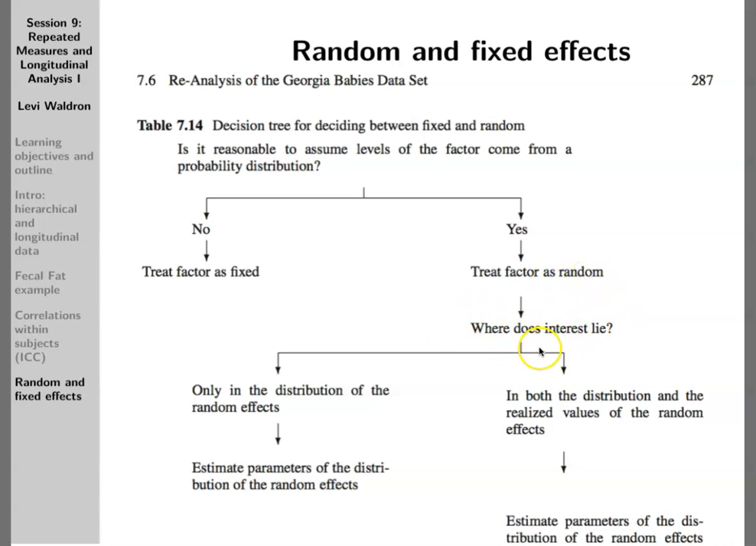So this next tree, where does the interest lie? Well, it could be just in the distribution of the random effects, or in the distribution and the realized values of the random effect, meaning the actual effectiveness of the treatment on individual persons. In either case, we're going to have to estimate parameters of the distribution of the random effect. So say, under the assumption of a normal random effect, its mean and its standard deviation. I'm not sure why there's a decision tree here when this is the same for both.